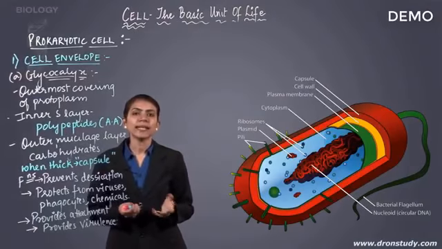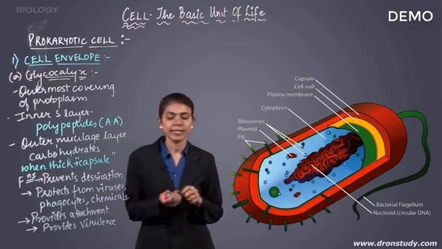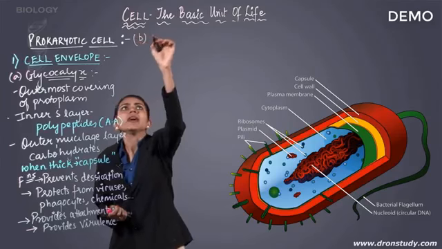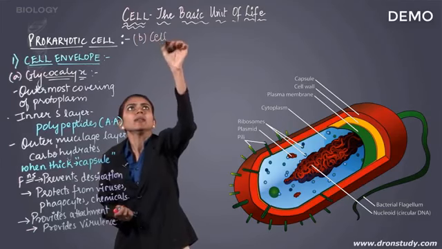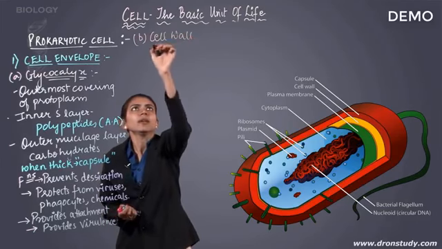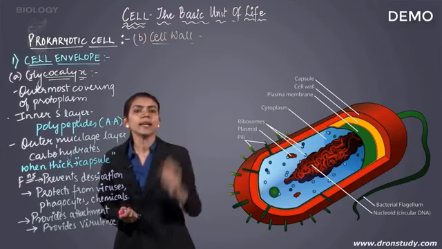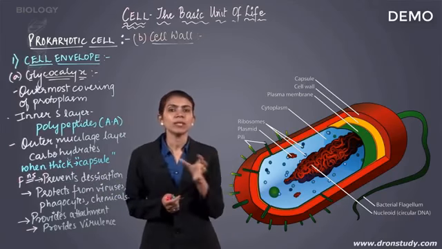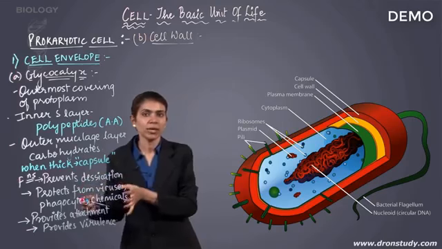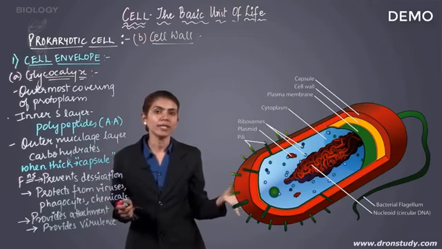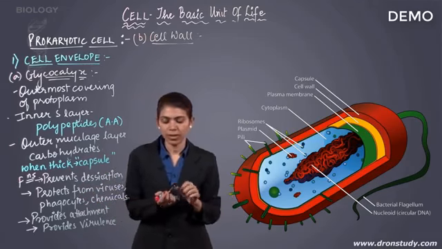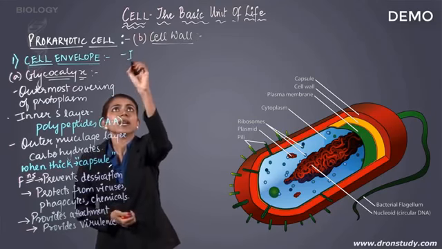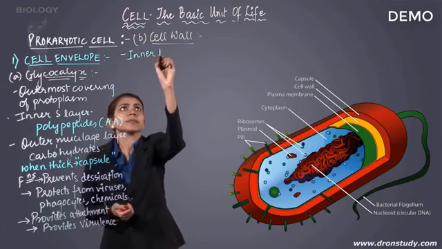We now go on to the second layer of the cell envelope, which is the cell wall. So we have at B a layer called the cell wall. We can see in the diagram that the cell wall lies inner to the glycocalyx. At the same time, it is the layer which lies between the glycocalyx and the innermost layer of the cell envelope, which is the plasma membrane. So I can say that it is inner to the glycocalyx.